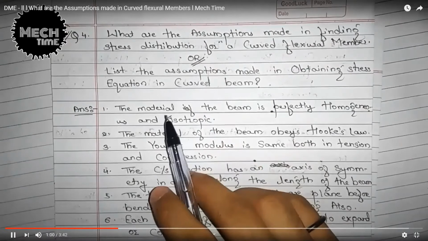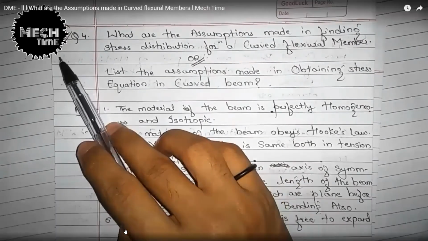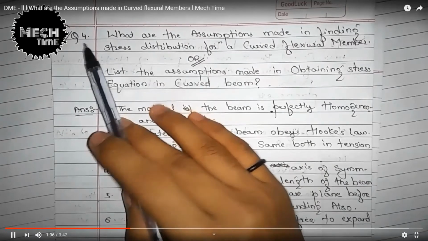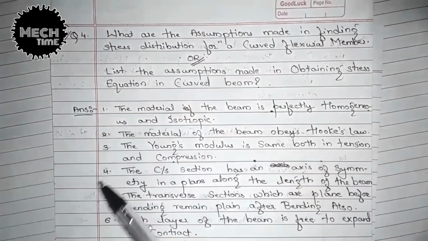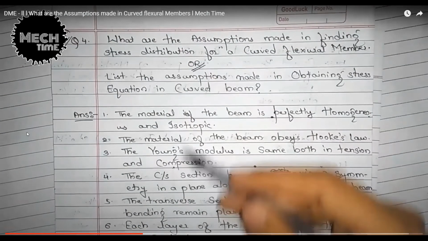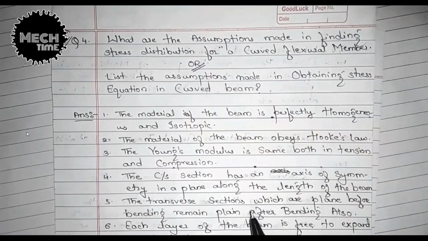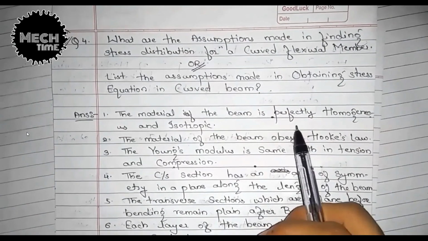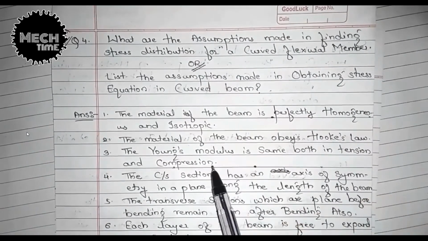This question might be asked for 6 marks or 8 marks. I have seen it was asked for 6 marks, so they might ask according to your syllabus marks distribution. You can see there are 6 different assumptions which I have made here. The first one is the material of the beam is perfectly homogeneous and isotropic.